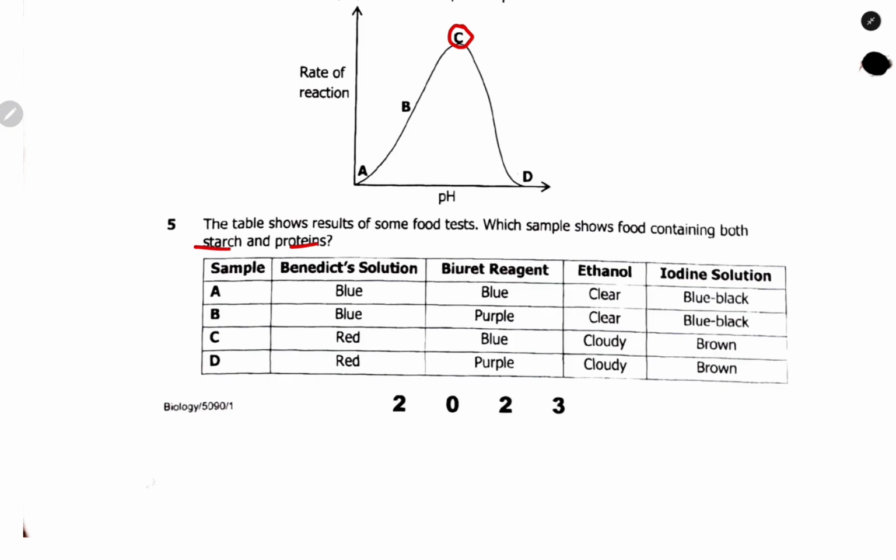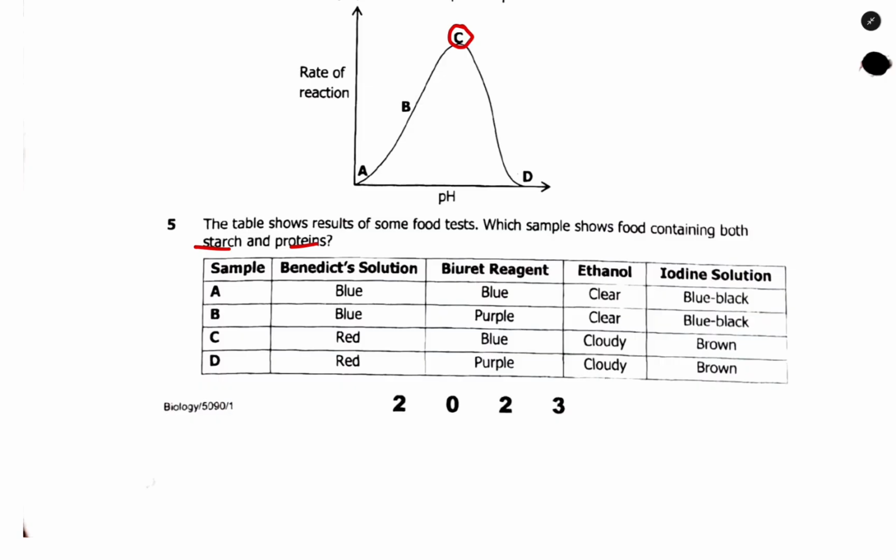So the key thing here is starch and proteins. Now, you need to know the reagent that is used to test for these. Iodine solution is used to test for the presence of starch, and for proteins, you use biuret. In other words, where there's biuret, it has to show the positive result for protein. And of course, where there's iodine, it has to show the positive result for starch.